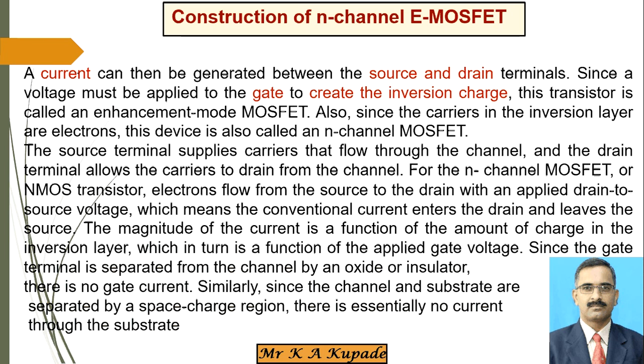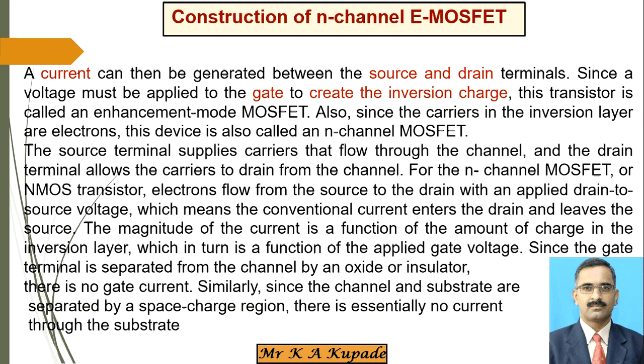That means the magnitude of the current developed in the channel, passing from the drain to source, is due to the gate voltage. Since the gate terminal is separated from the channel by an oxide or insulator, there is no current flowing through the gate terminal. Remember that. Similarly, the channel and substrate are separated by a space charge region, so there is essentially no current through the substrate.